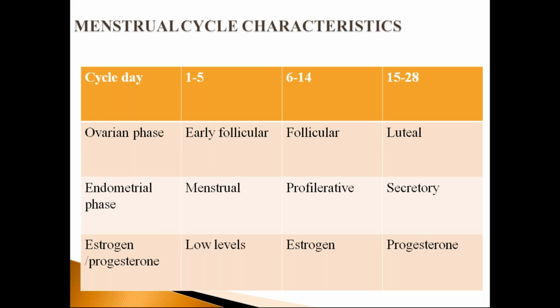And these are the hormones which predominate. Usually during the early follicular phase, both estrogen and progesterone are at a low level, and in the follicular phase estrogen usually dominates, and in the luteal phase progesterone usually dominates.